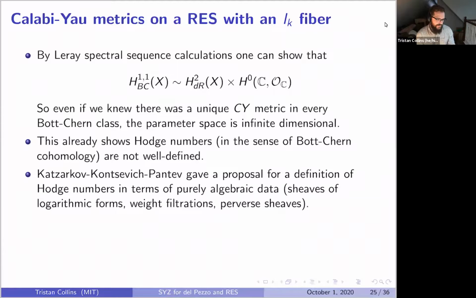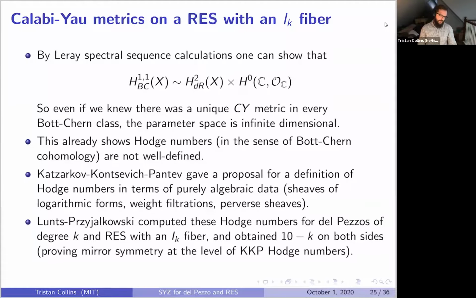And so this is where the Katzarkov-Kontsevich-Pantev proposal comes in. They gave a definition for Hodge numbers in terms of various data: logarithmic forms, weight filtrations, perverse sheaves, etc. And then Lunts and Przyjalkowski computed these Hodge numbers for del Pezzos and rational elliptic surfaces with an I_K fiber, and found that both sides give the number 10 minus K.